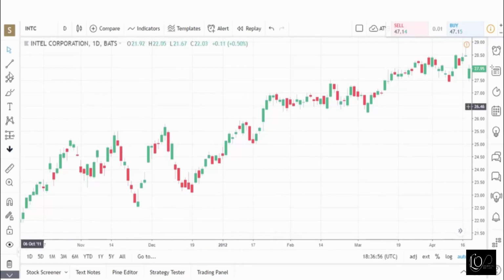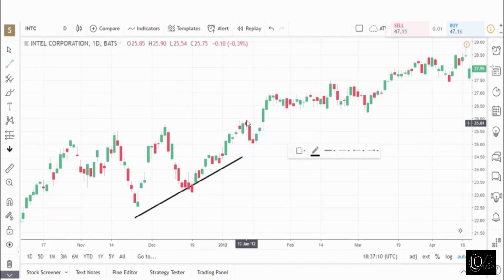Intel was trending up. We have the stock in an uptrend. And we see a pullback in the uptrend here. That's the upper bound of the flag. And here's our lower bound of our flag. After this 3-day pullback, on the 4th day, the stock breaks the upper bound or the resistance level of our flag and moves to the upside.